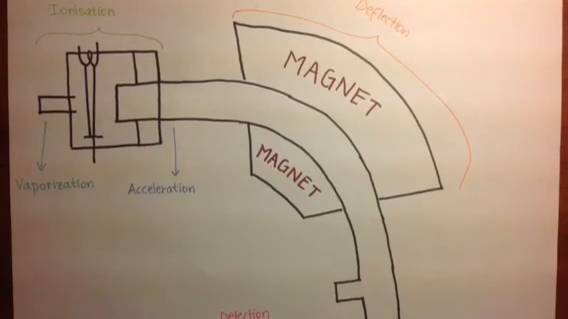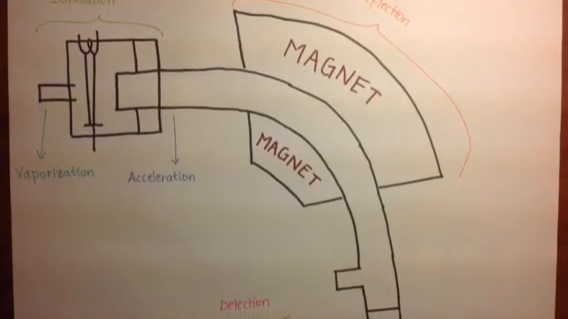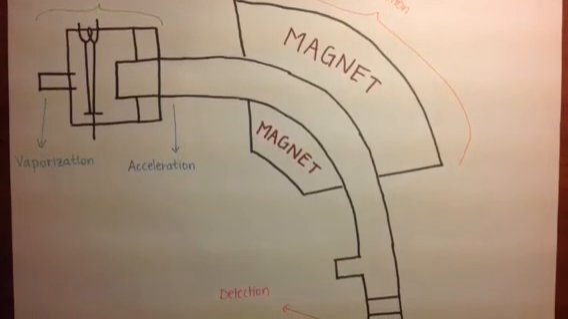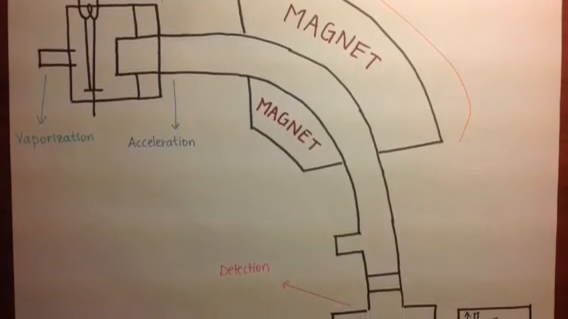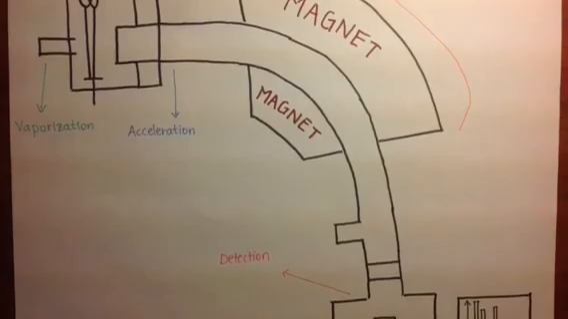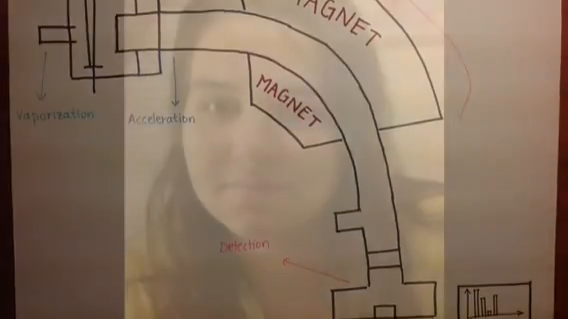Here's a drawing of the model of a mass spectrometer where you can see the 5 steps. The first step, vaporization, then ionization, then acceleration, then deflection, and lastly detection.